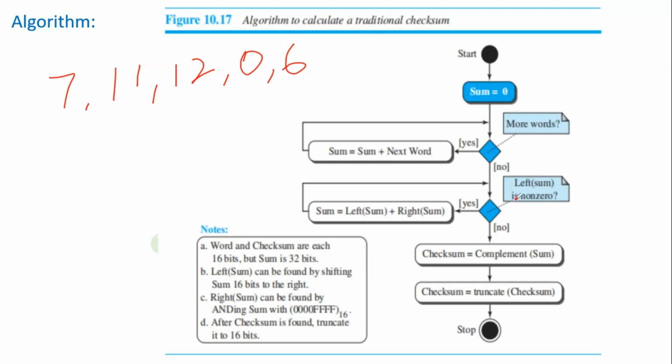Then it comes here, where you check whether the sum is 0 or non-zero. If it is non-zero, then you have to do one's complement addition, that is left sum plus right sum. That is simple, you just pull it out and add, but how to pull it out is the logic here. Instead of a 32-bit sum I will simply take an 8-bit sum and explain how the left sum and right sum are calculated.